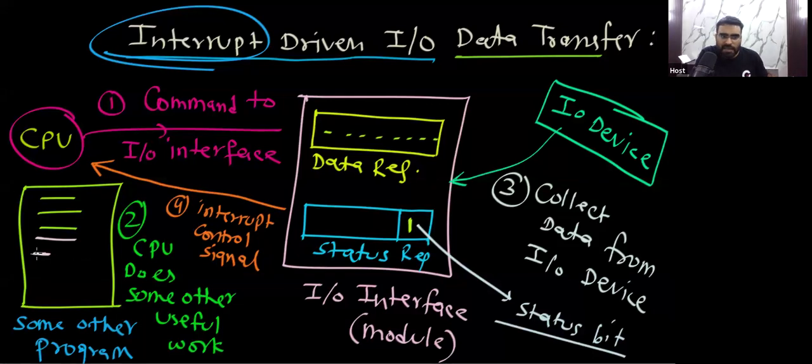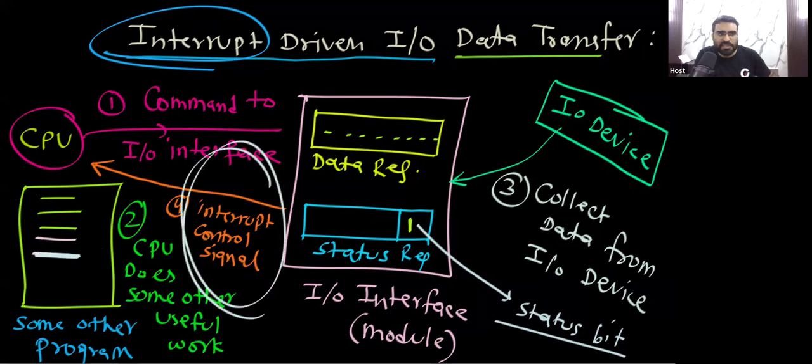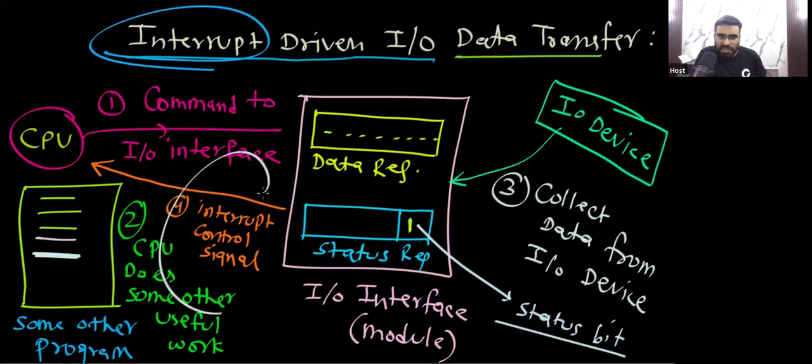Remember what I'm saying: let's assume the CPU is executing some other program. Now the interrupt signal has come, in the middle of this instruction. Then the CPU does not care. The CPU will execute this instruction completely. After executing this instruction completely, the CPU will check: okay, the interrupt signal has come. Now, what will the CPU do?